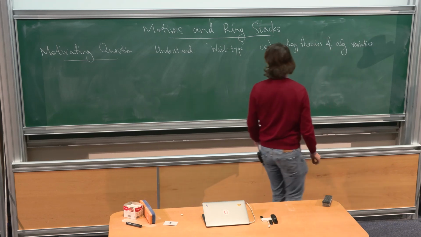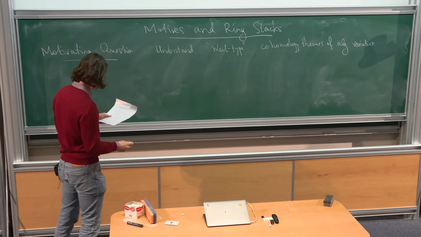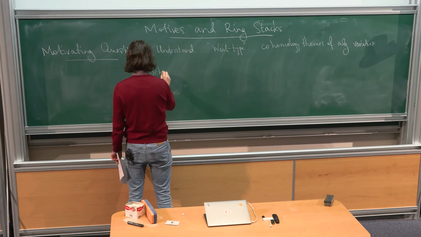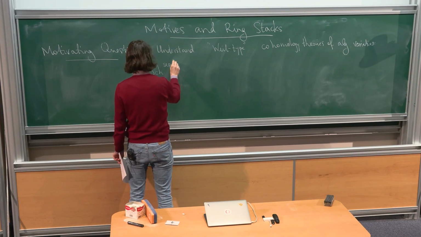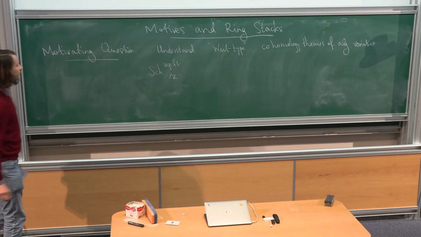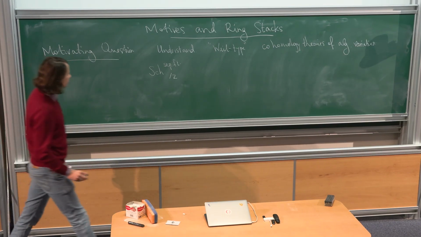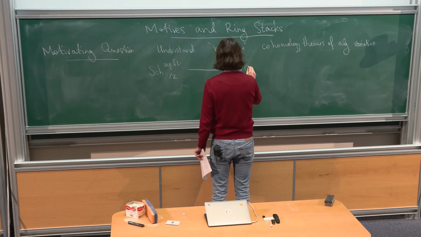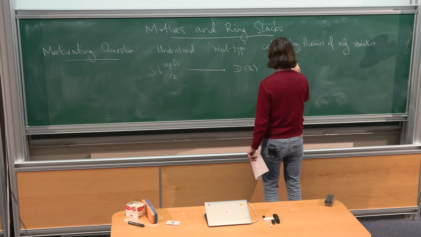So these should be some functors. Throughout the talk, just for simplicity, let me work with schemes which are separated finite type over the integers, just to fix the setting. And they should be some functors going to the derived category of some ring R, some commutative ring.